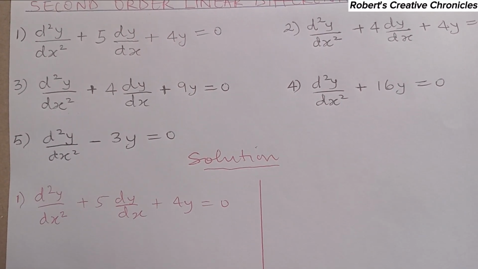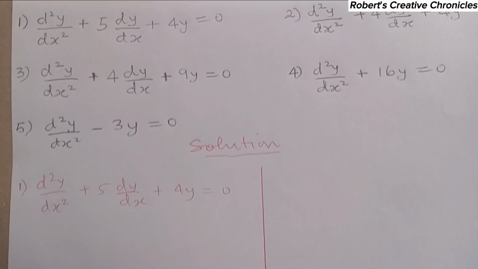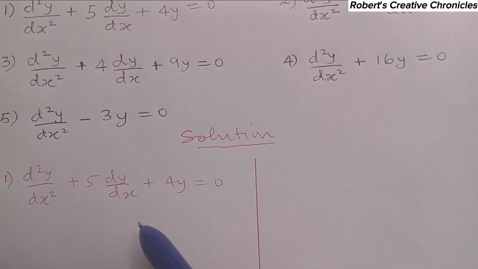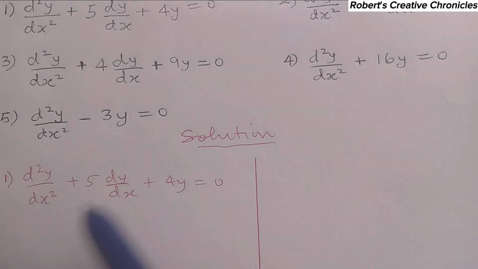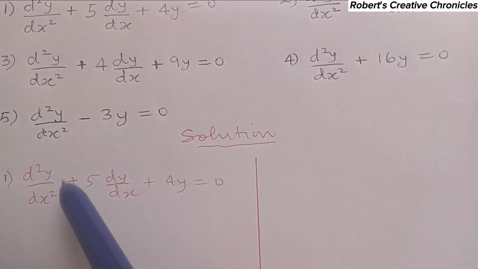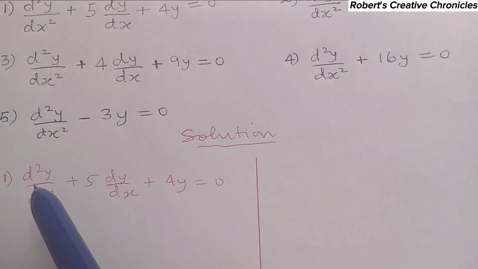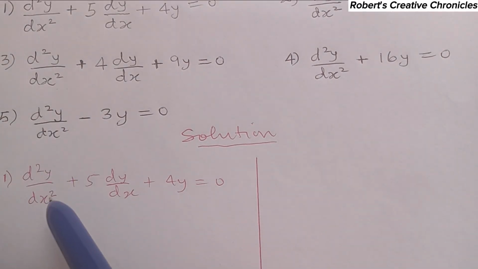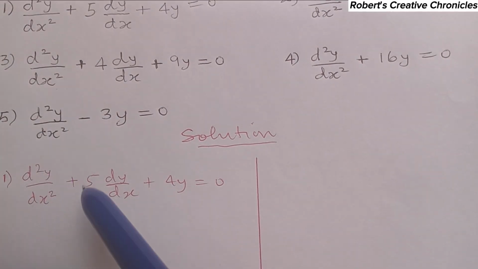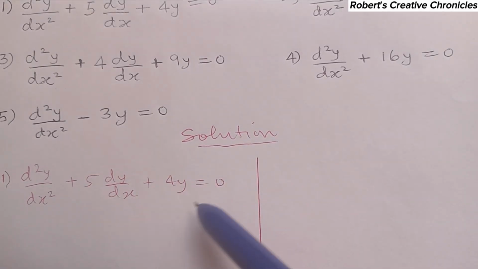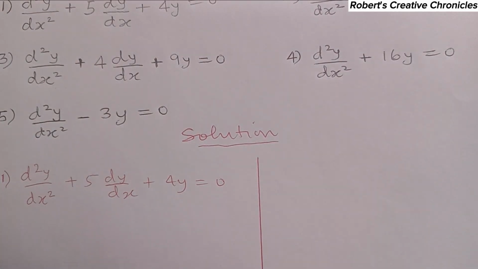So now, here's the first one. This kind of equation, before you solve it, you have to make a substitution. You will substitute d²y/dx² with m raised to the power of 2. Then, wherever you see dy/dx, you substitute it with m raised to the power of 1. Then, wherever you see y, you substitute it with m raised to the power of 0. So, we'll solve it like this.